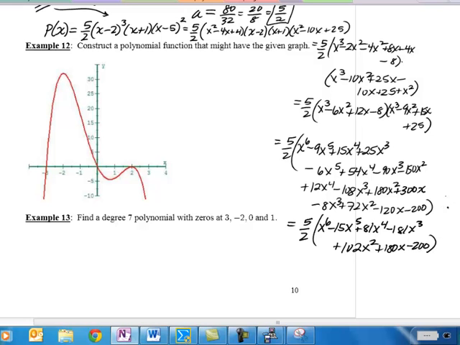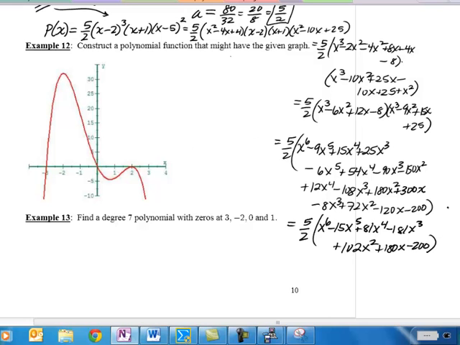My guess is there's a mistake in there somewhere, but at least you have the idea of what you're supposed to do. Multiply all these factors together and then just expand, expand, expand until you've got all the like terms combined. Alright, so the next one we'll just leave in factored form.